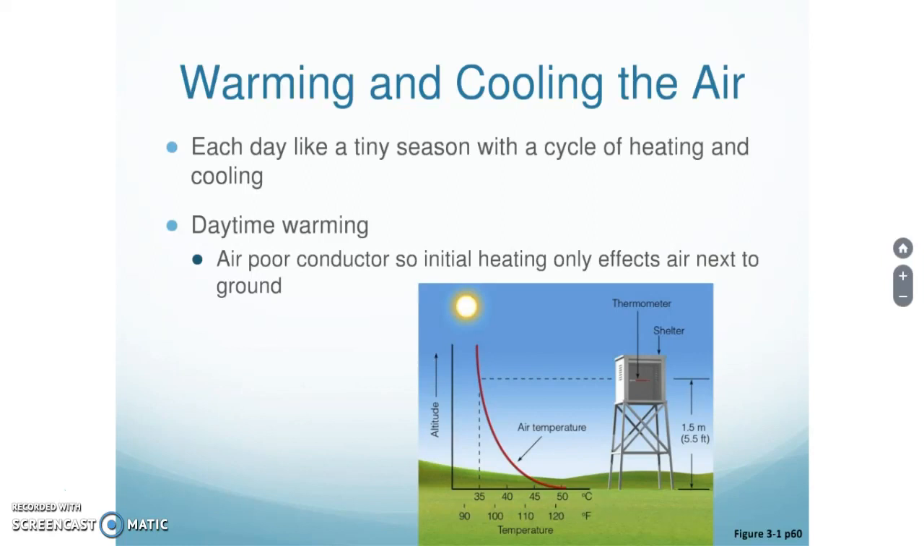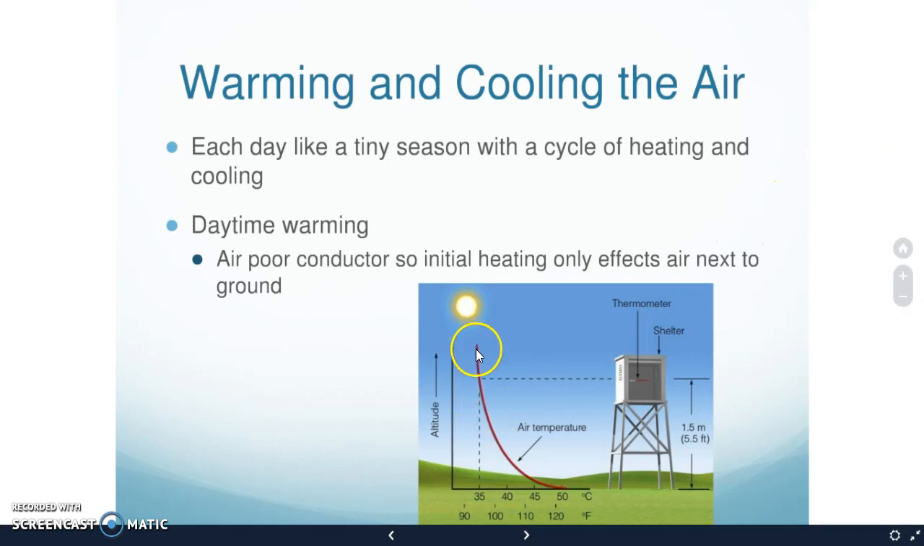Now, when we talked in Chapter 2 about conduction, convection, and radiation, we learned that air is a very, very poor conductor. Since air is such a poor conductor, then when we heat up the ground, the energy will not conduct upward very well. So as a result, just the layer right next to the ground will really get the initial conduction heating going. As a result, when we look at the temperature profile, what we'll see is the hottest temperature right near the ground, a little bit cooler up above.